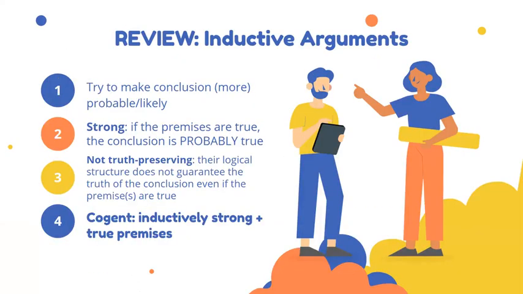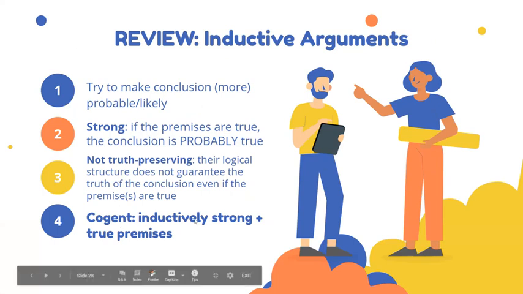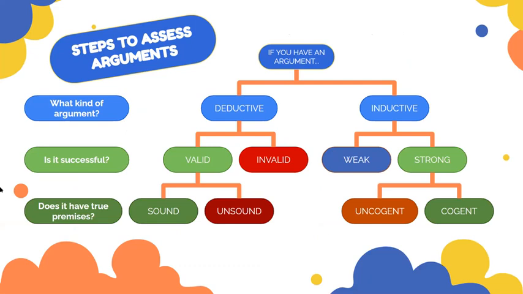So just to review, inductive arguments try to make the conclusion more probable or likely. They're strong if the premises are true, then the conclusion is probably true. They're not truth preserving in the same way that deductive arguments are. Their logical structure does not guarantee that the conclusion is true, even if the premises are true, but we can, again, make them likely. And inductive arguments are cogent when they are strong and have all true premises, okay? So here's a nice summary for everything that I've kind of just rushed through.